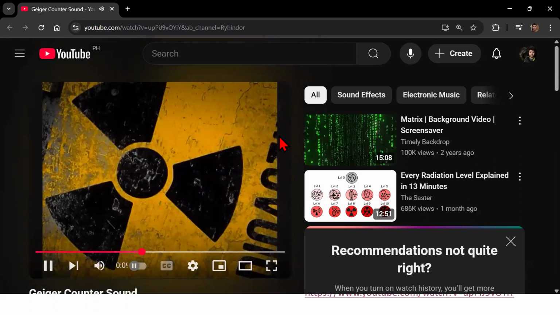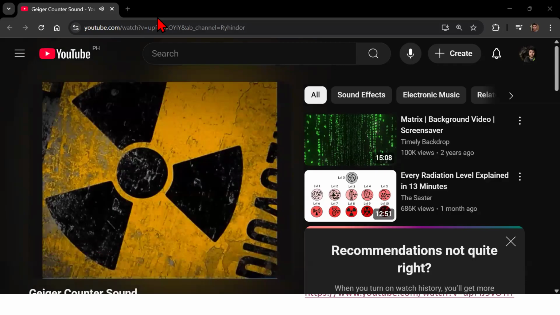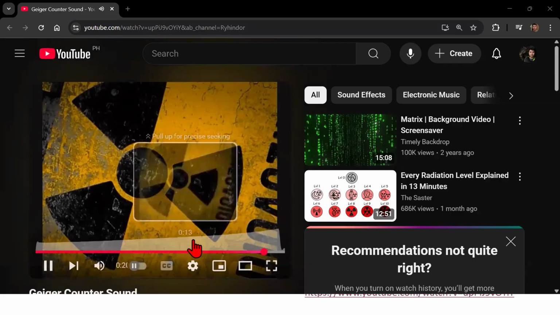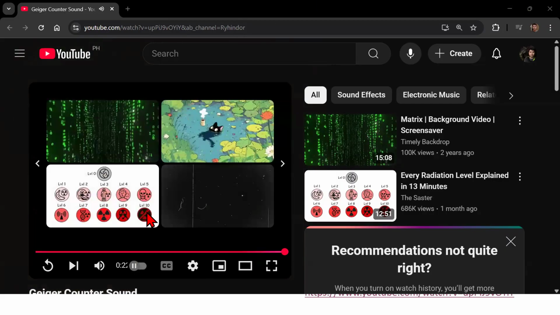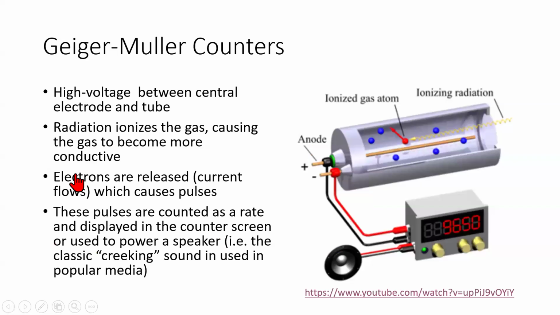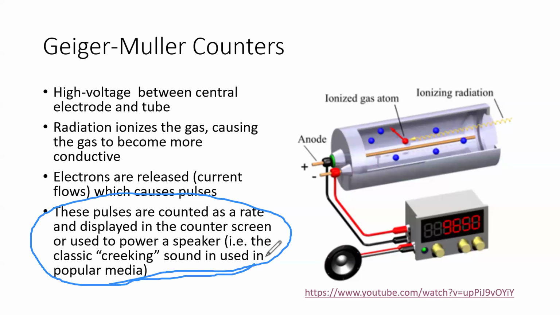Okay, so that's the sound of a Geiger counter. Each tap is usually caused by a radioactive particle hitting the gas chamber of your Geiger counter. And usually when you're closer to the source of the radioactivity, you will hear a lot of the creaking sounds, and they will be more frequent.